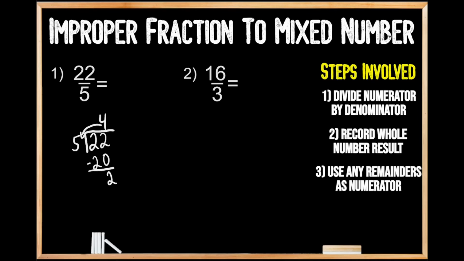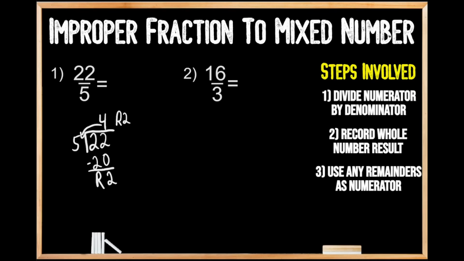And now since we don't have any more numbers to bring down, we're done with this division problem. But we still have the remaining 2 parts, so we have a remainder of 2. So we're just going to record the remainder of 2 up top here. So when we divide 22 by 5, we get 4 and a remainder of 2.